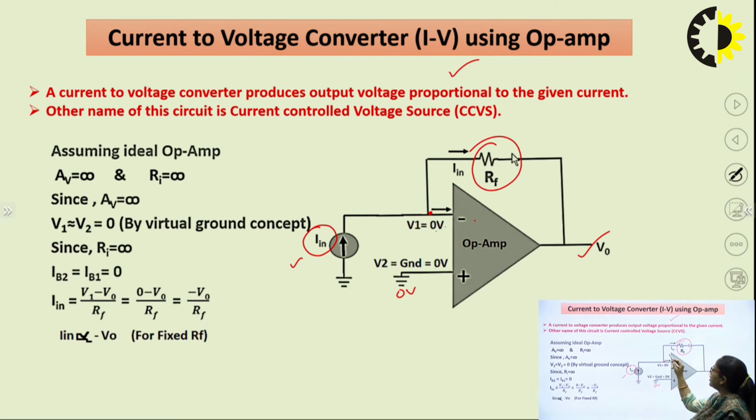At this point, this current will divide in two parts. One current will go in the feedback resistance, another current will go inside the op-amp. But we know the current entering inside the op-amp is always 0 because of high input resistance. So what we can say is that this I in is equal to the feedback current. Fine. So what can I write, this I in is equal to what value?